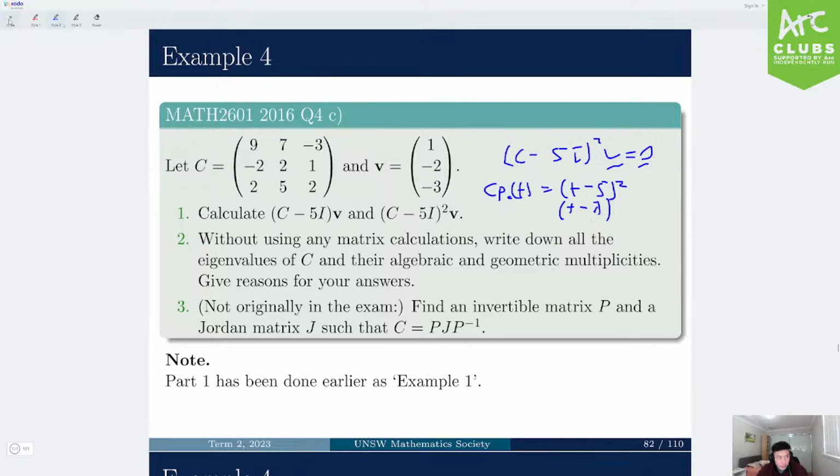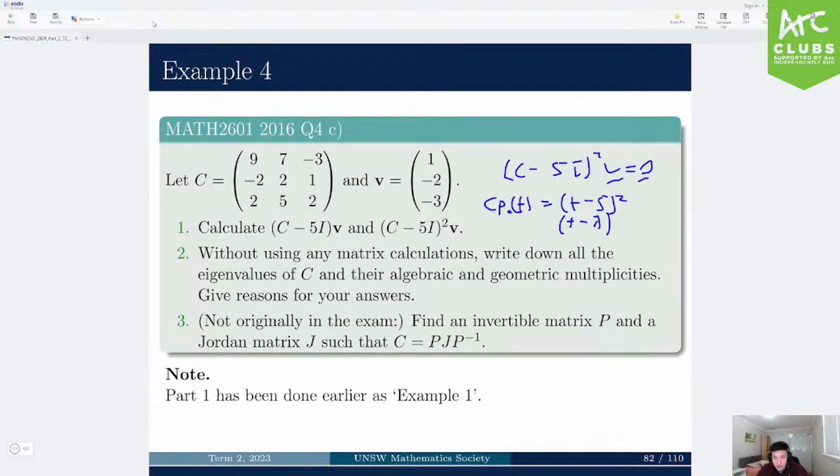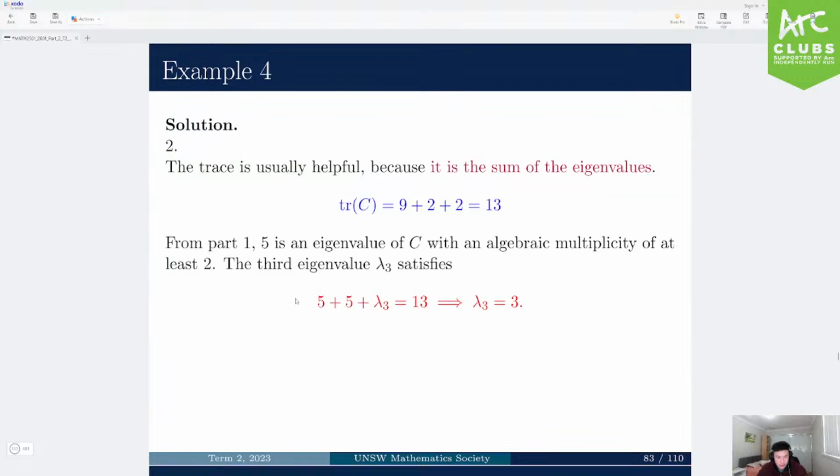So that's going to tell us that the eigenvalues are going to be 5, 5, and lambda. We can just do a quick sum of eigenvalues: 5 plus 5 plus lambda is equal to 13, telling us that lambda is going to be 3. So our third eigenvalue is going to be 3.